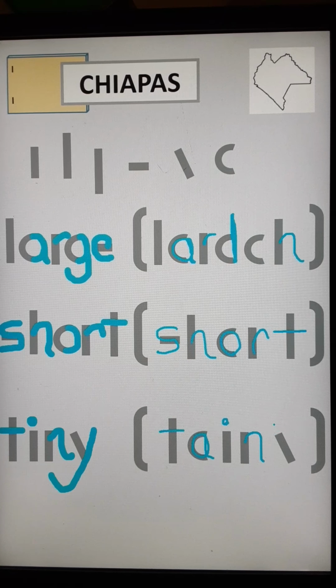Tiny. Teacher made a mistake. So, in pronunciation, we don't use a Y, we use an I. Tiny. Tiny, short, and large. That's why we use pencil.